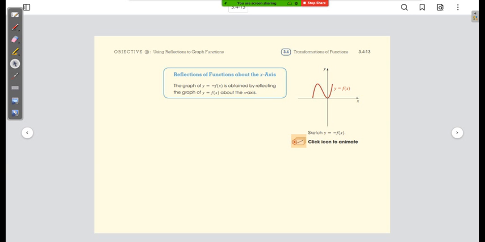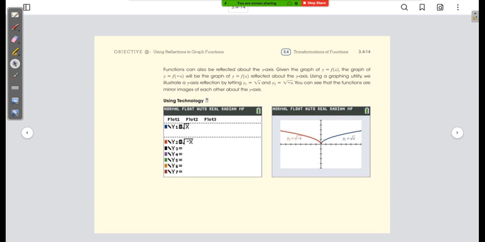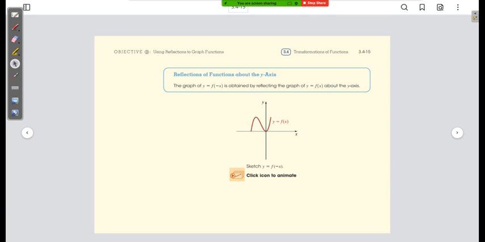Okay, it's not that hard though. So reflections of functions about the x-axis. If we have the negative of the parent function, then what we're going to do is reflect that parent function over the x-axis. So let's see if we can find an example. Okay, we'll snip both of these, I guess.